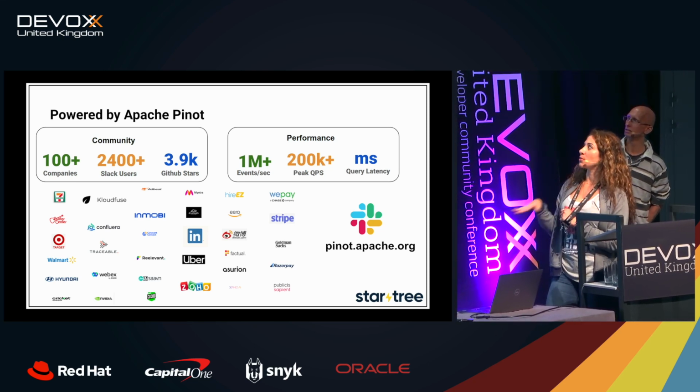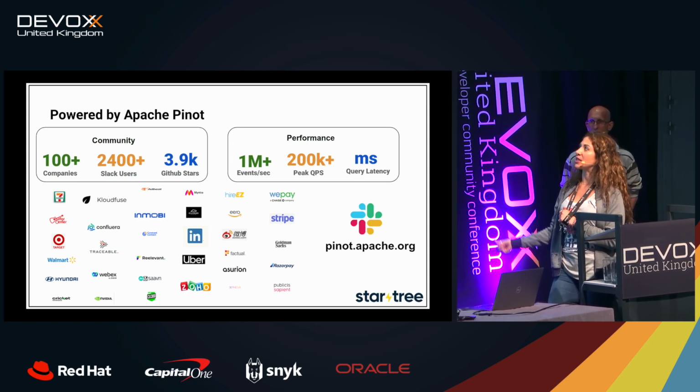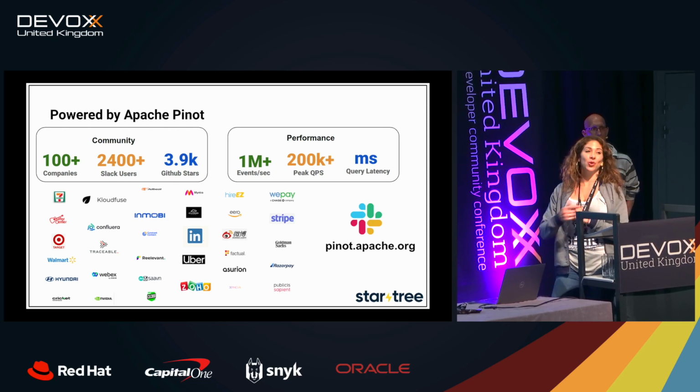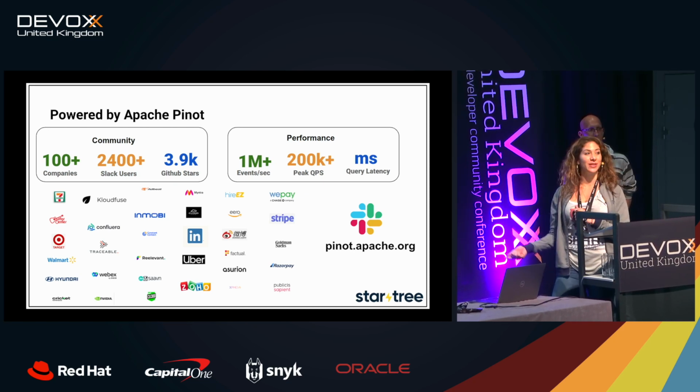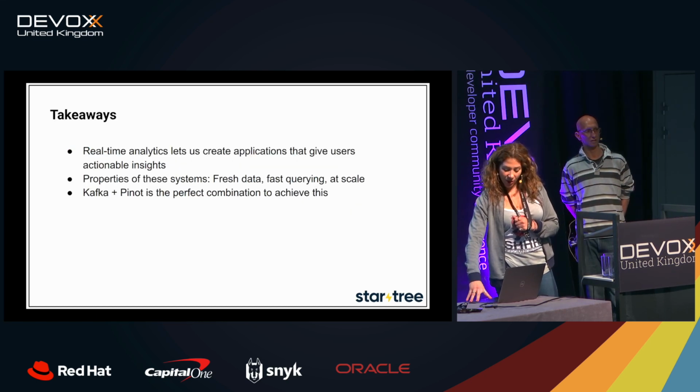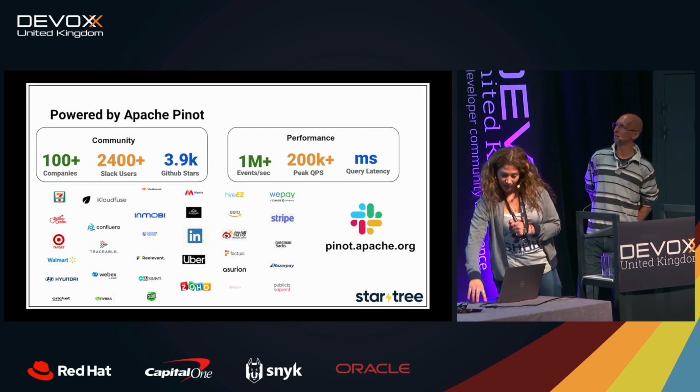In terms of performance, some of the biggest Pinot clusters are ingesting over 1 million events per second, and handling queries with over 200,000 queries per second, still maintaining millisecond latency. So it's very performant. And if you want to get started, that's the Pinot docs.